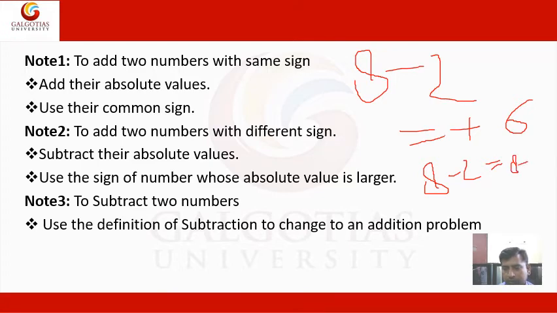8 plus minus 2. So that means this is a problem of addition, but the signs are different. That means addition with different signs. That means we subtract 2 from 8, and we will use the sign of the larger number. So this is the definition of subtraction.